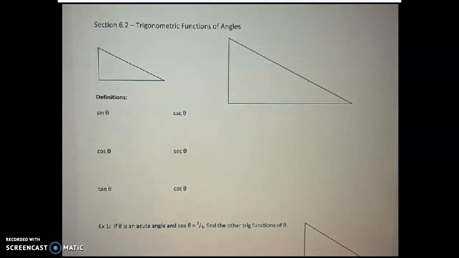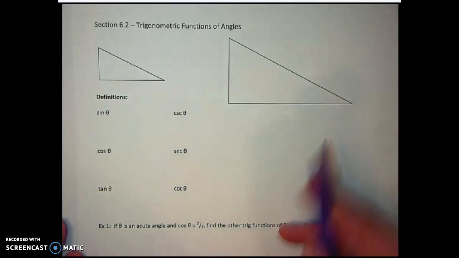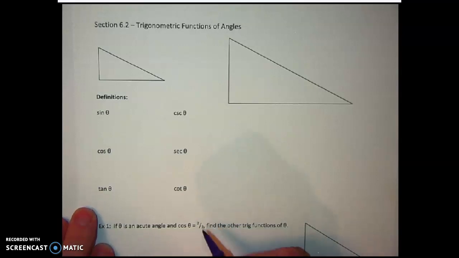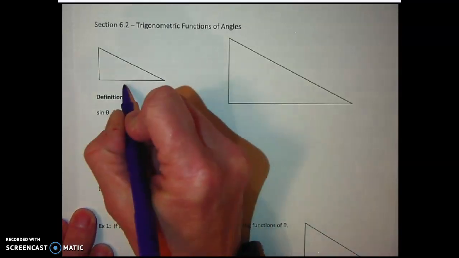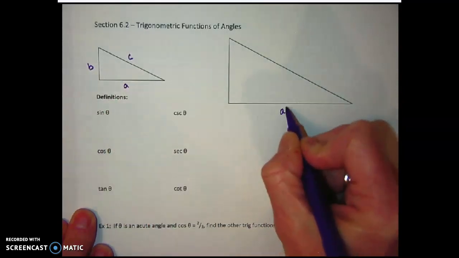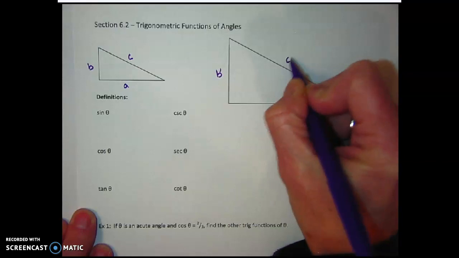Section 6.2, the trigonometric functions of angles. Trigonometry originated historically as the ratio of sides of right triangles. If triangles have equal angles, which these two triangles do, then the ratios of their corresponding sides are proportional. If we label this triangle ABC, this triangle would be A prime, B prime, C prime.